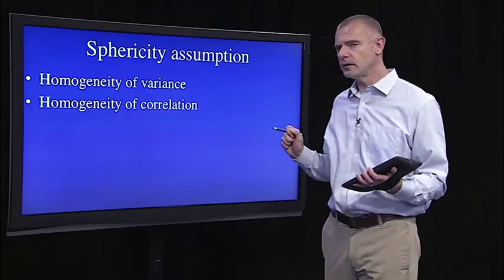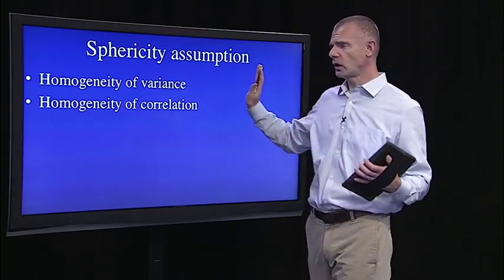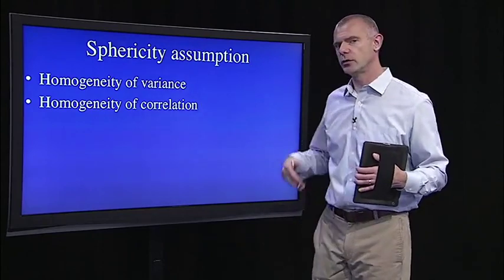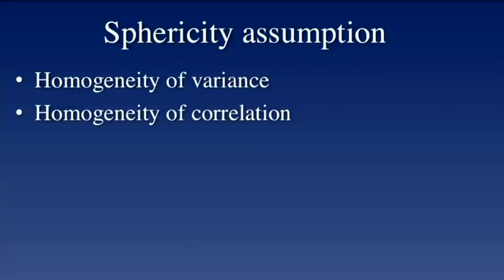One more new idea here. I'll zip through this quickly. There's just one more assumption to take into account when you're doing a repeated measures design. We still have homogeneity of variance, but since we have the same subjects in each condition, we can also look at the homogeneity of correlation, or more technically, the homogeneity of covariance.